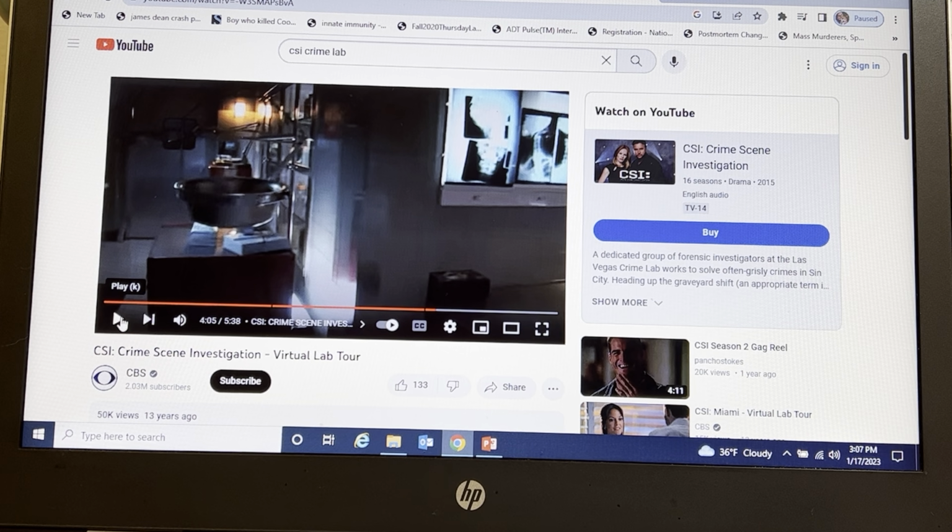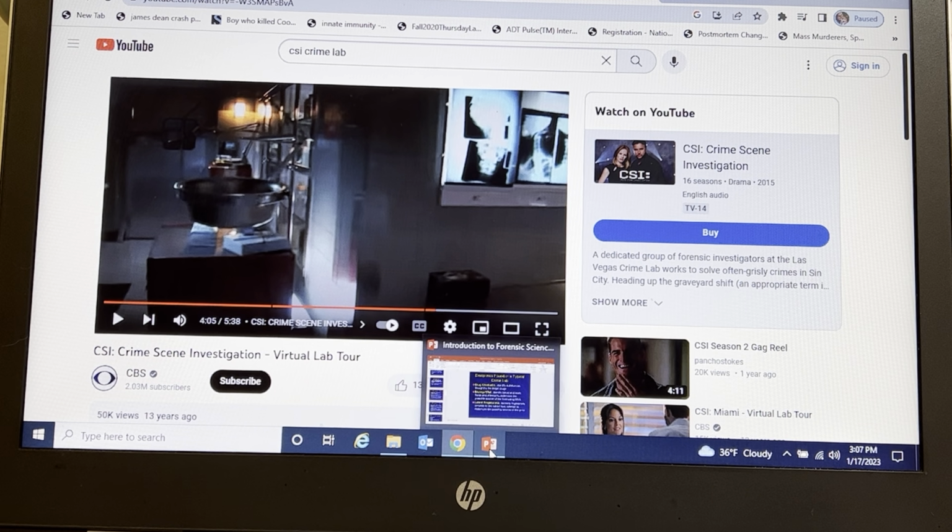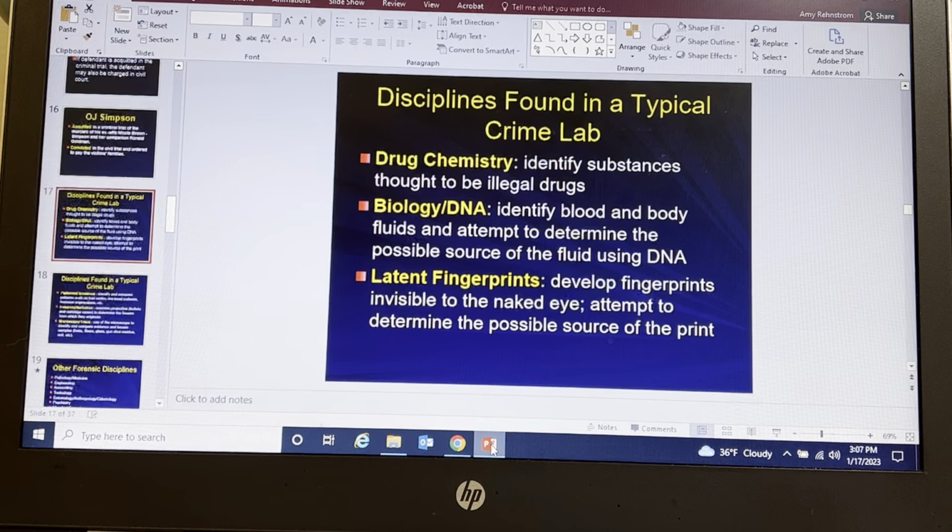Okay, so that's what I wanted you to see. So they were talking about fingerprints, okay, which is a typical section in the crime lab. And then you walk right down the hall and there is the autopsy suite. Okay, so that is one of the inaccuracies that is very commonly found on TV shows like CSI.